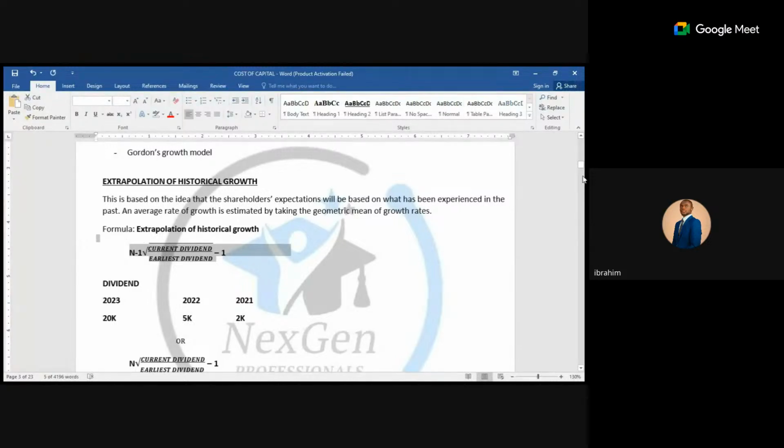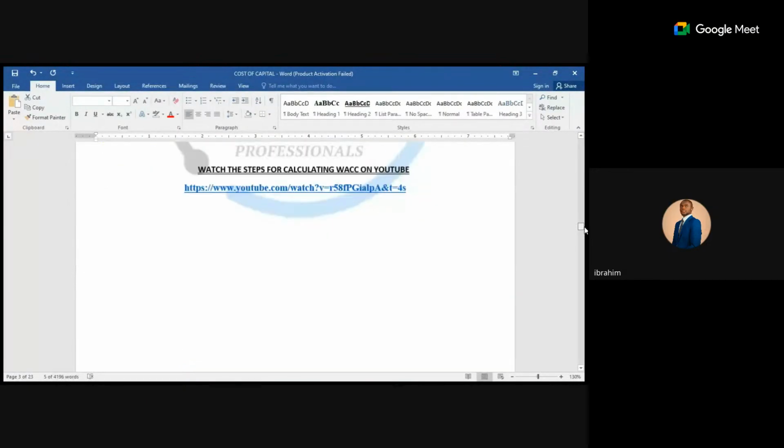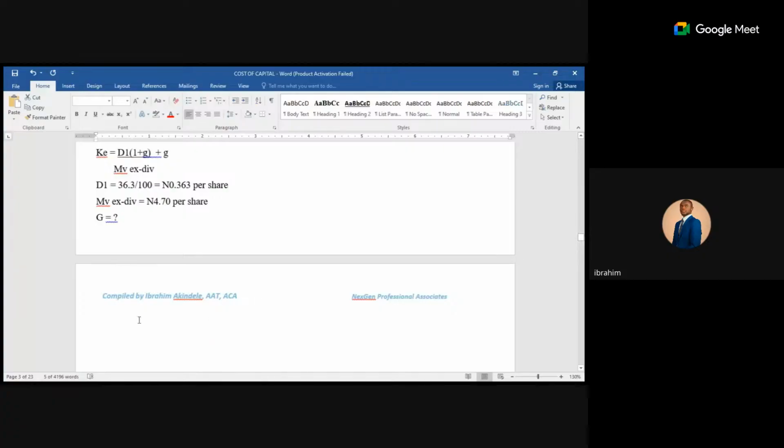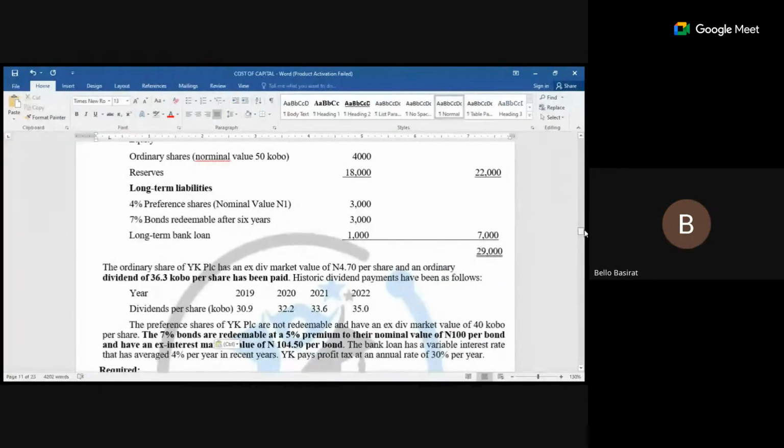Okay, that's fine. So what can I use? Extrapolation to determine the growth model. So if I'm using extrapolation, I have to use the current dividend given to us in this question. What is the current dividend? 35.0? Is that the current dividend?